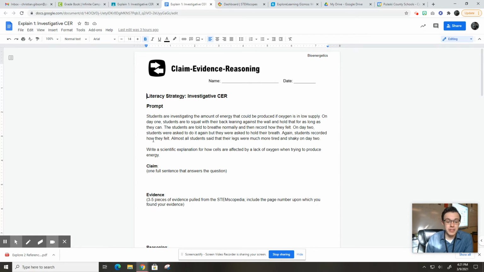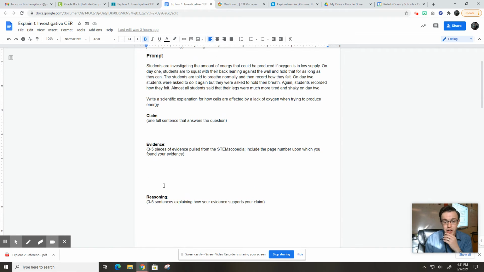So with that scenario going on, your job is to write a scientific explanation for how cells would be affected by a lack of oxygen when trying to produce energy. So first thing I would do is try and find your evidence. Try and find some evidence about how cells would be affected by a lack of oxygen.